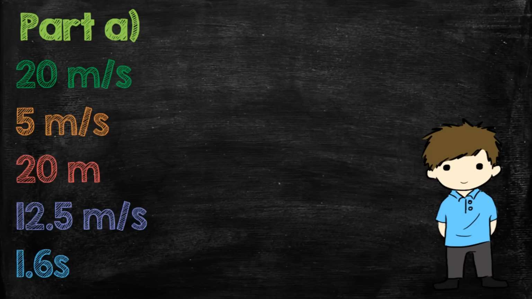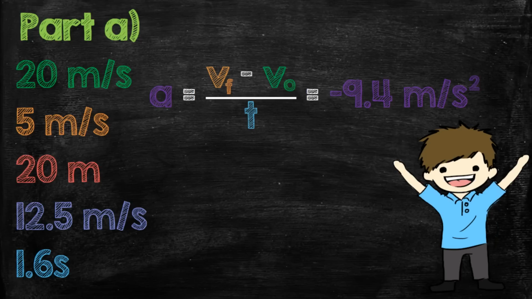Now that we know the change of velocity and the time, we can easily plug that into the equation for acceleration, and find that the acceleration must be 9.4 meters per second squared.